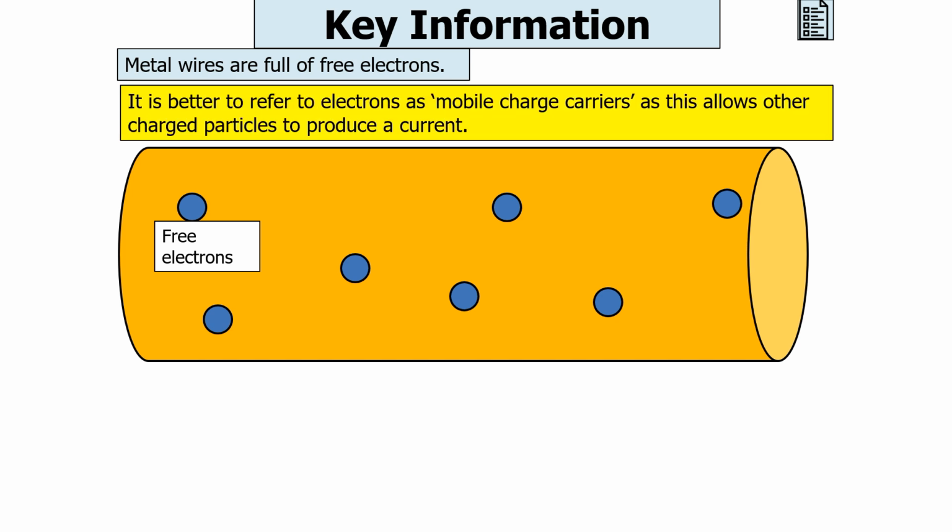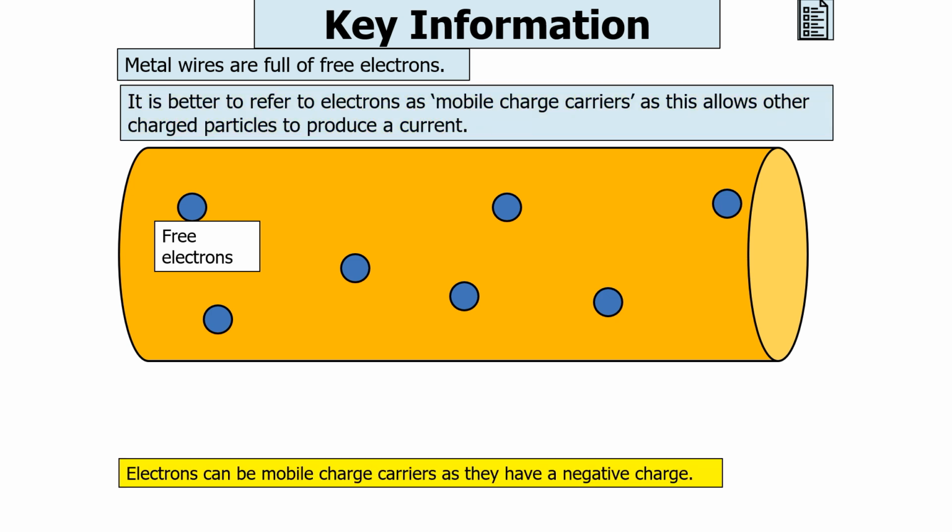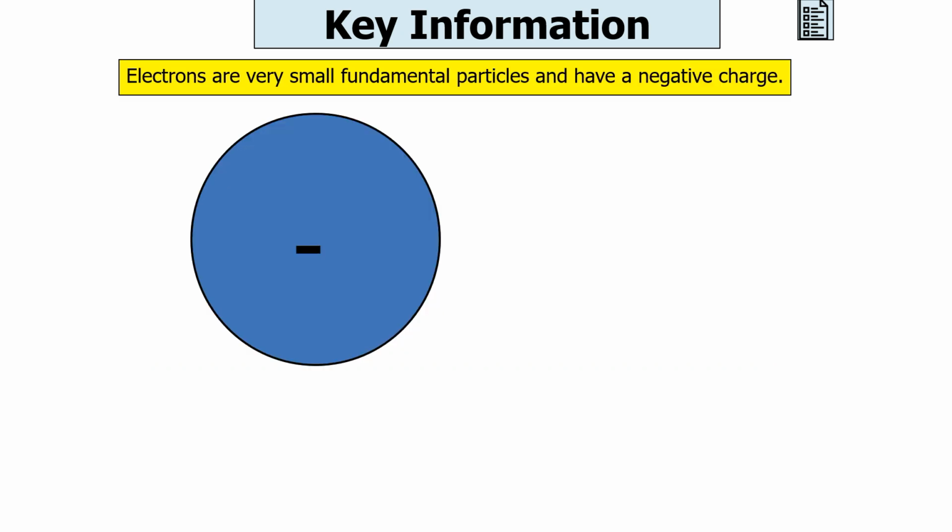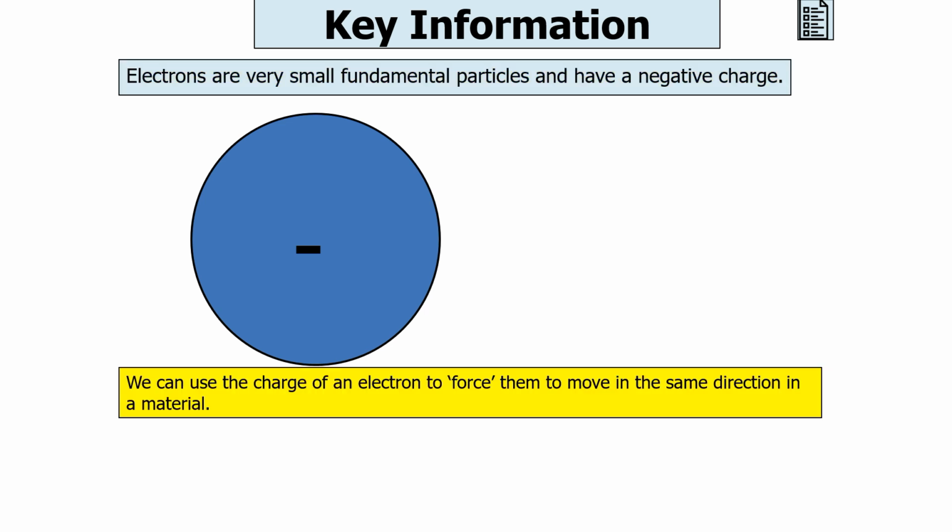It's better to refer to electrons as mobile charge carriers, as this allows other charged particles to produce a current. Electrons can be mobile charge carriers as they have a negative charge. Electrons are very small, fundamental particles and have a negative charge. We can use the charge of an electron to force them to move in the same direction in a material.